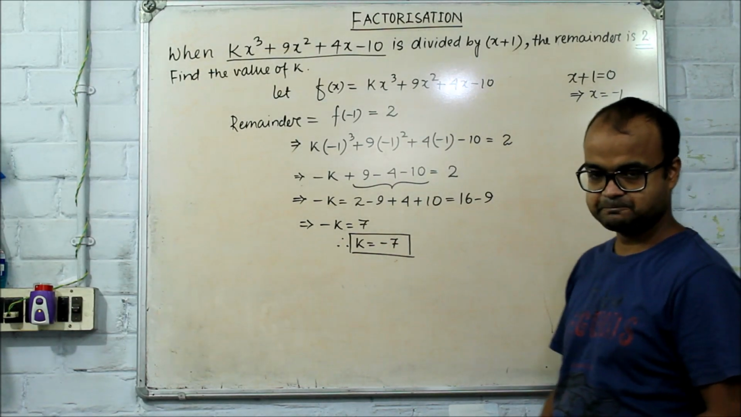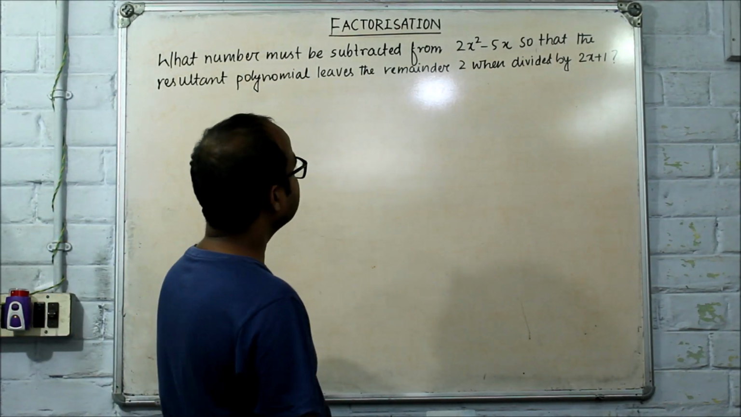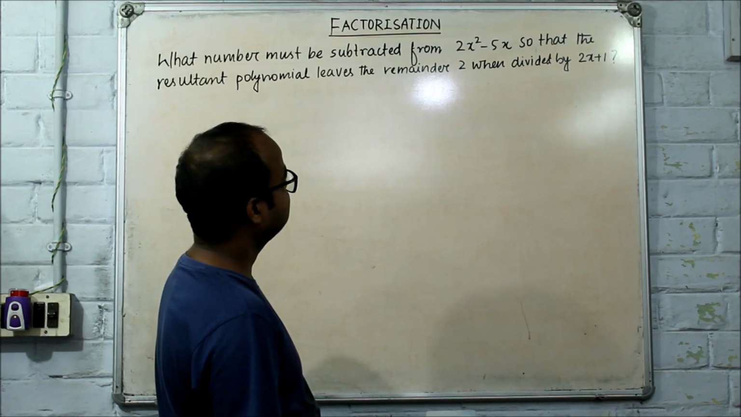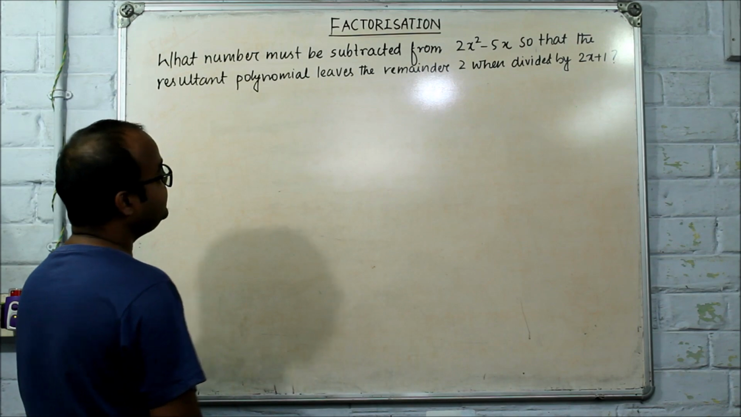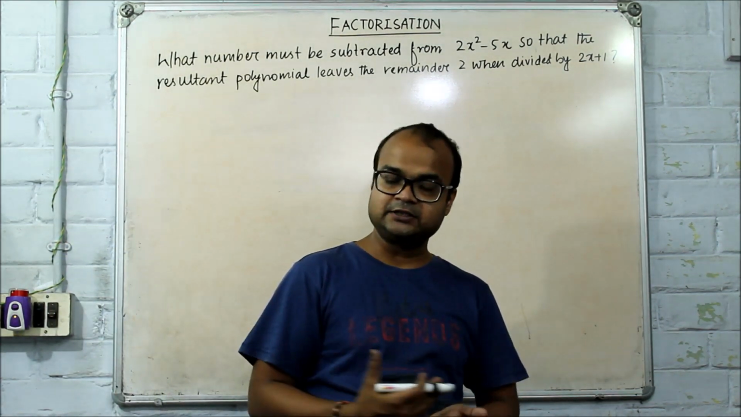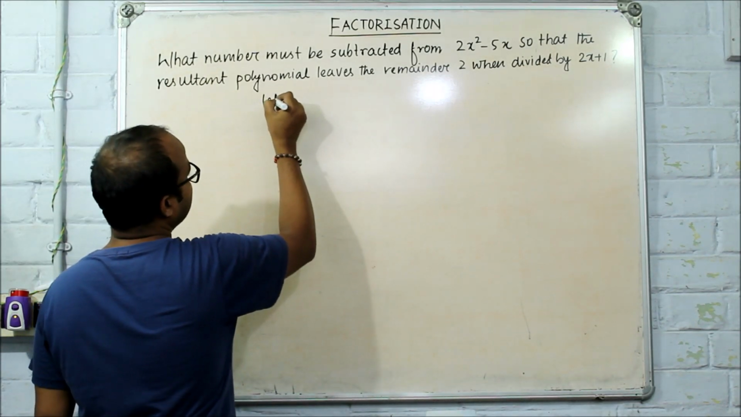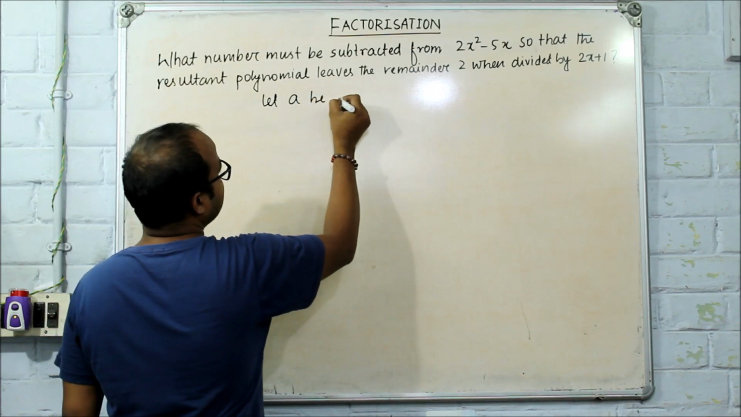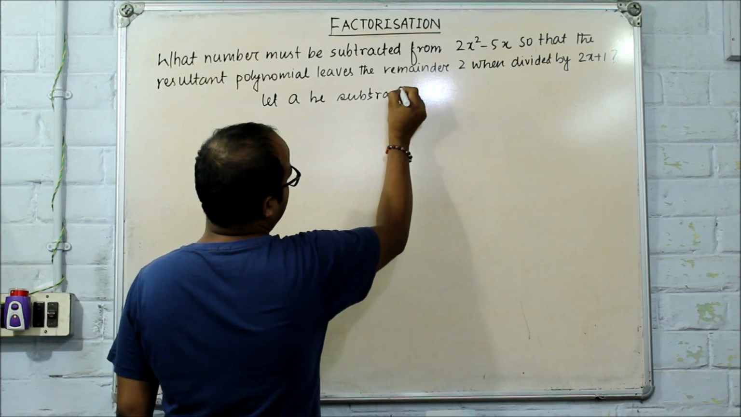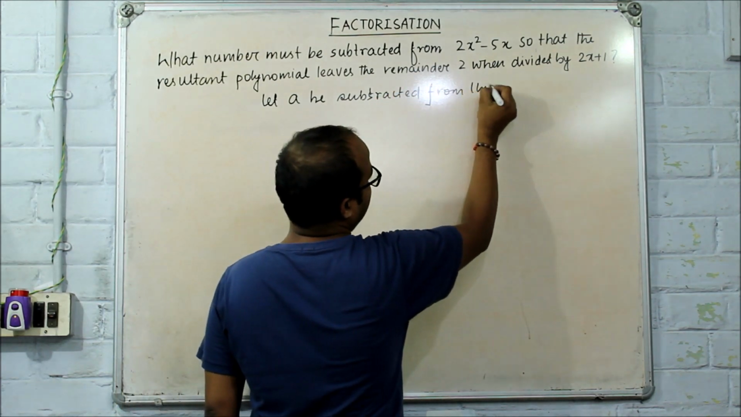The next problem is, what number must be subtracted from 2x square minus 5x so that the resultant polynomial leaves the remainder 2. Now whether it is subtracted or added, we consider, let a be subtracted from the given polynomial.